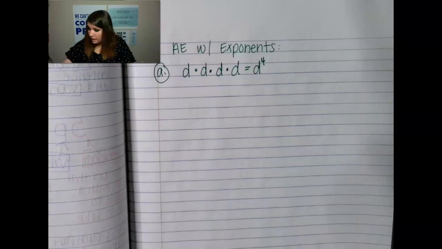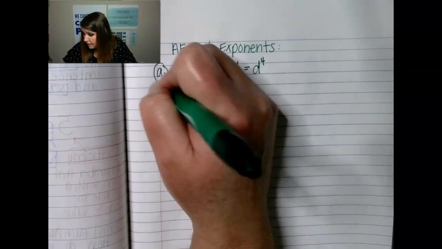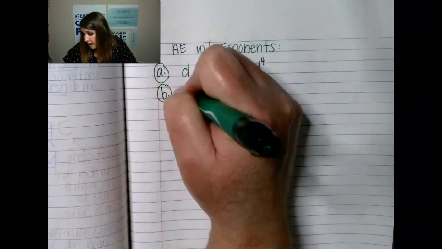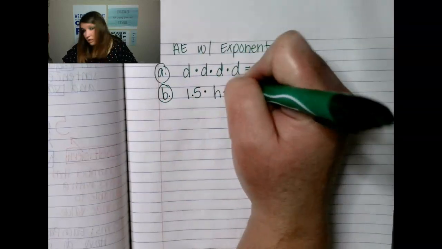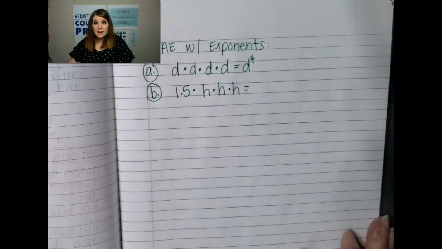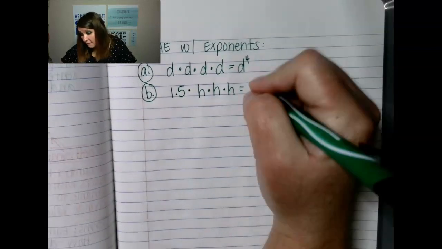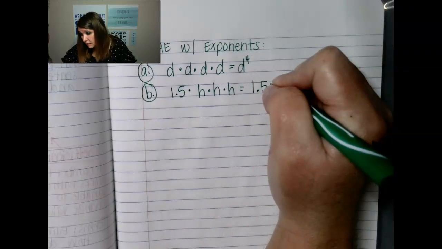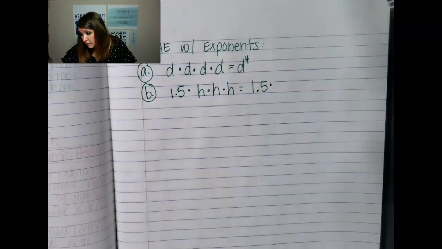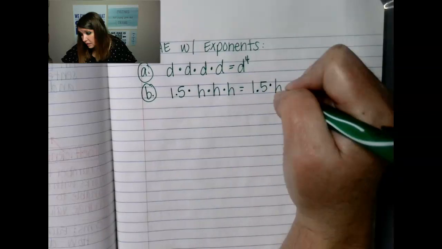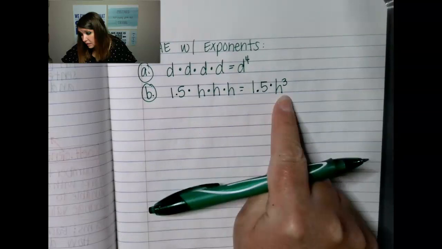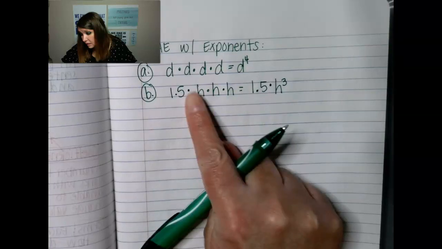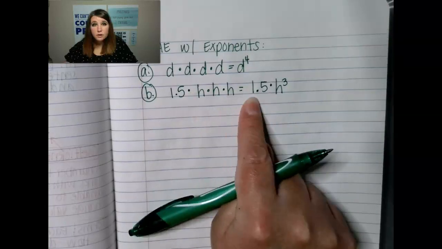So now, if we had one that looked like this, 1.5 times h times h times h, this one would just be written as 1.5 times h to the third power. Because you would just count up how many h's there are and then put it to the third power. So this is 1.5 times h to the third power.